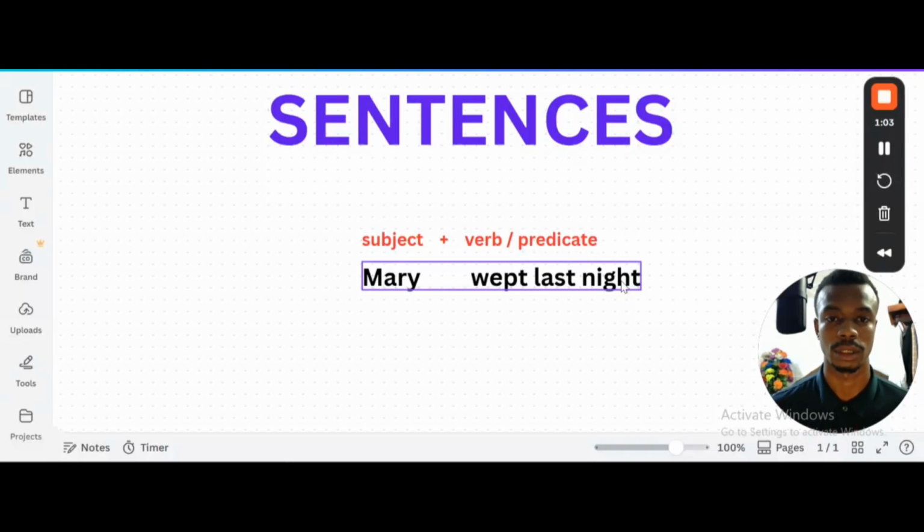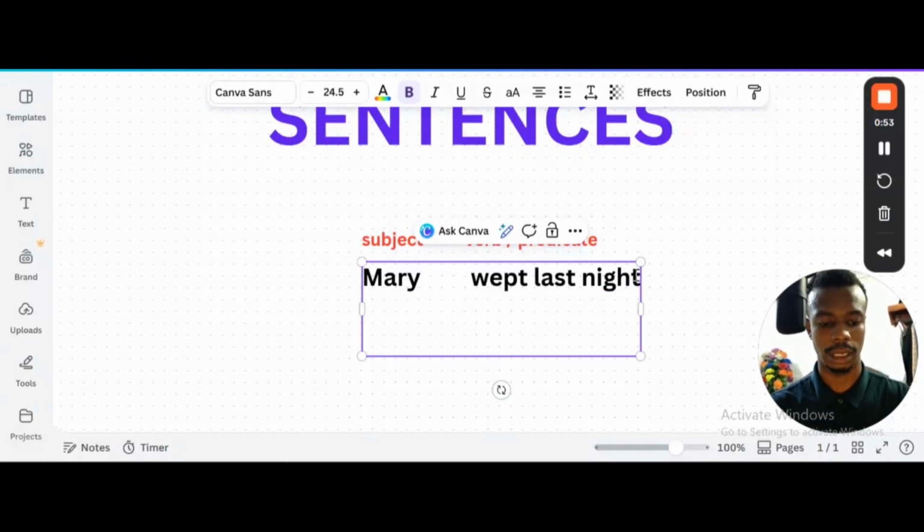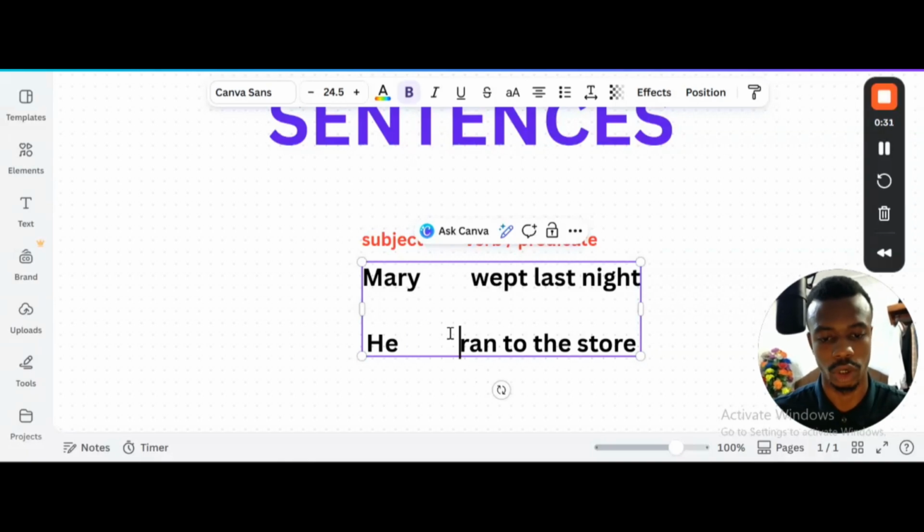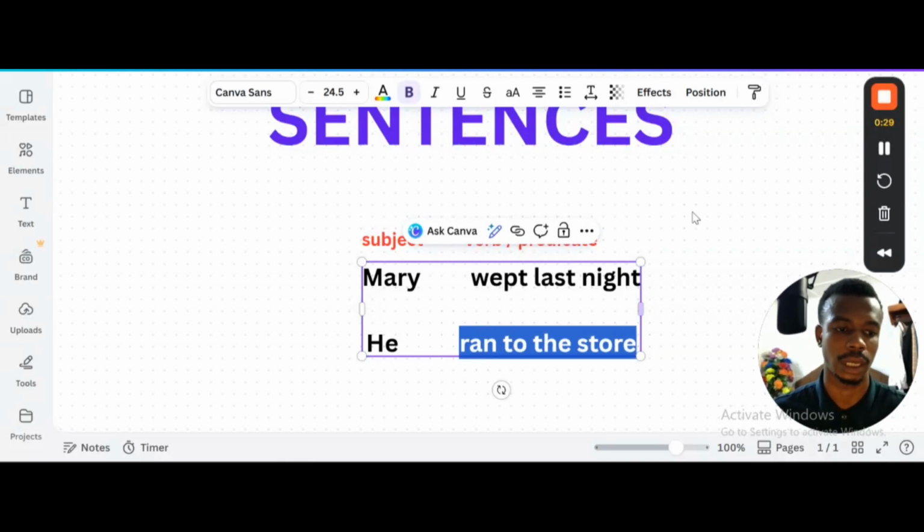Every sentence has a subject. Mary. The subject can also be he. He did what? The verb: he ran. Here is the subject and the verb, he ran. However, we can also say he ran to the store. And in this setting, ran to the store becomes the predicate, because ran to the store is the group of words that tells you all about he.